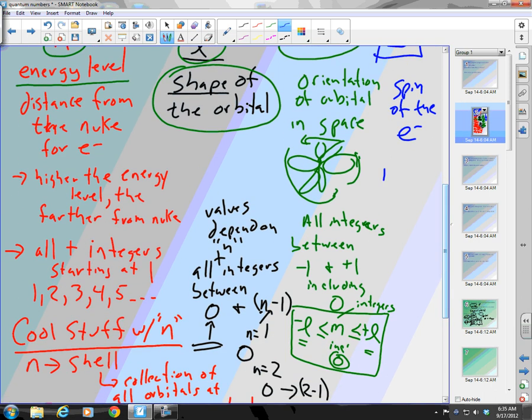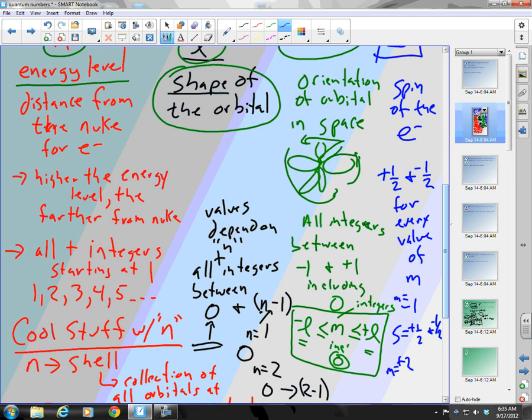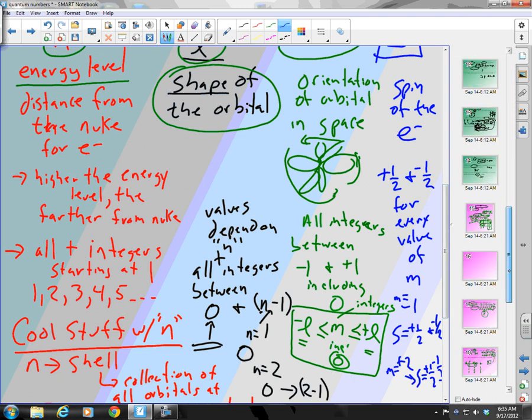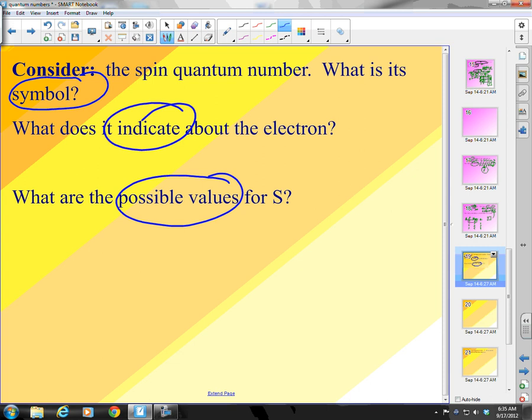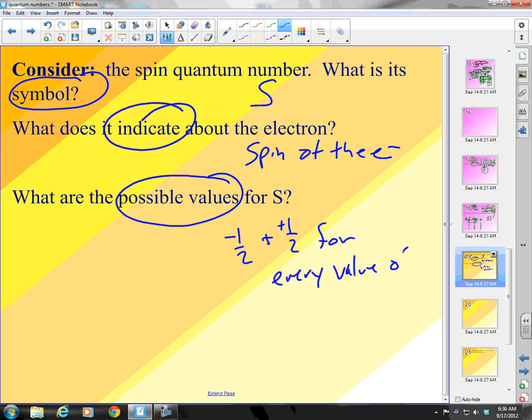Good. And what are its values? It is a positive 1/2 and a negative 1/2 for every value of M. So if M is -1, then my S is equal to +1/2 and -1/2. If my M is equal to +2, I still have an S associated with that equal to +1/2 and -1/2. That sounds a little confusing, and it will become very clear in one moment. So the spin quantum number: the symbol is S, it indicates the spin of the electron, and its possible values are -1/2 and +1/2 for every value of M.